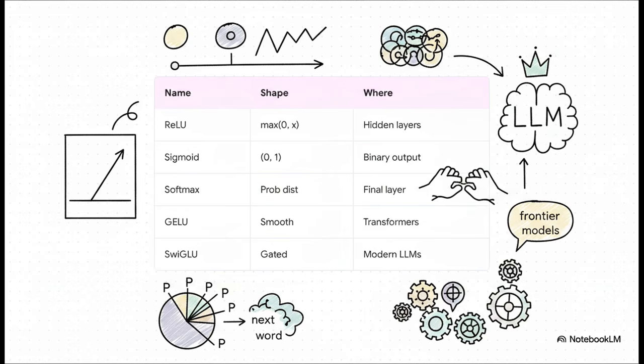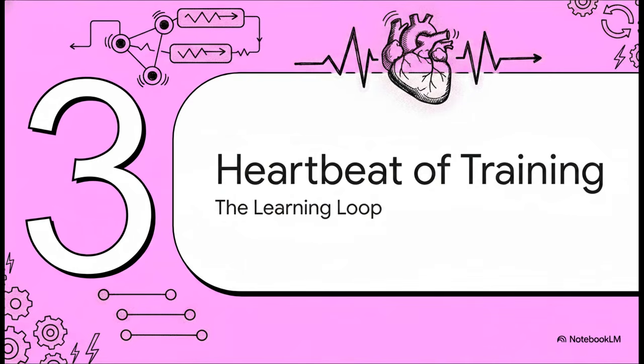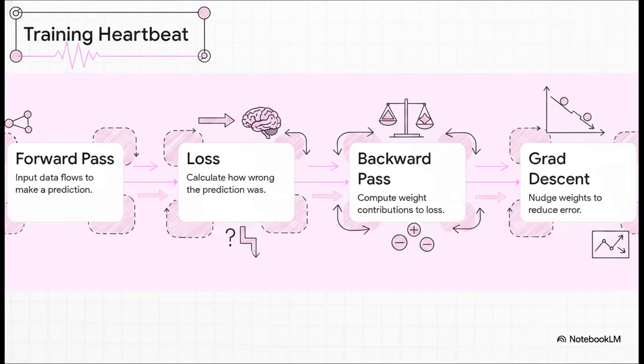And hey, while you might rarely pick these yourself if you're just prompting an existing model, they are absolutely the secret sauce if you're ever building an architecture from scratch. All right, Section 3, the heartbeat of training. So now that we've got the static anatomy of our network laid out, let's look at the dynamic engine that actually brings it to life.